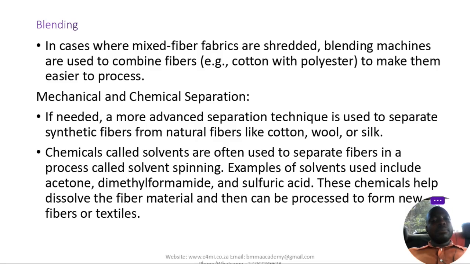Chemicals called solvents are often used to separate fibers in a process called solvent spinning. Examples of solvents used include acetone, dimethylformamide and sulfuric acid. These chemicals help dissolve the fiber material, and then it can be processed to form new fibers or textiles.